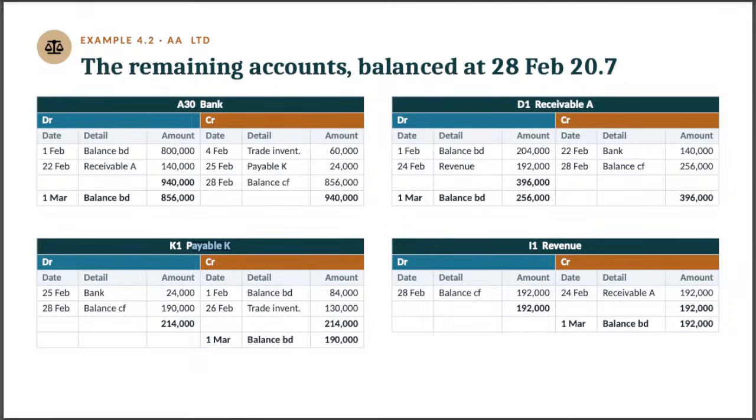Now we have revenue. So on the 24th we had a receivable A, and it seems he owes us 192,000. So receivable A gave us 192,000, and our balance here will be 192,000 in our revenue account because that's all that came in. All right, boy, this stuff can really get your eyes glossy looking at it for a while.